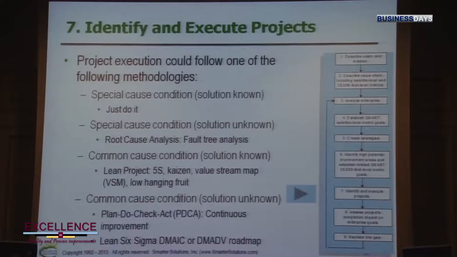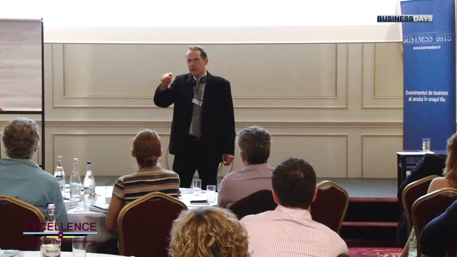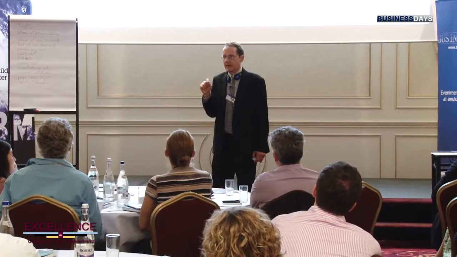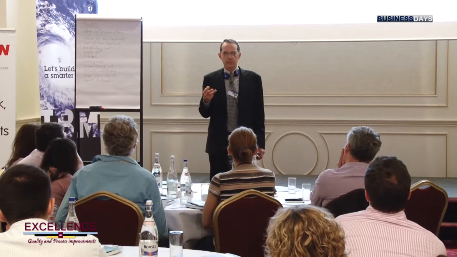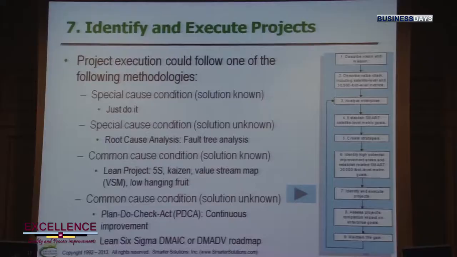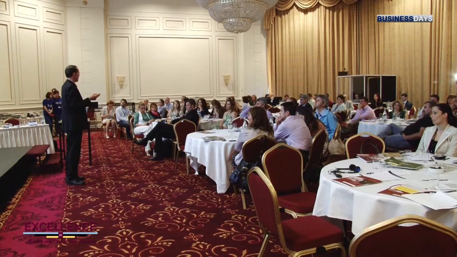So now what we want to do is identify and execute projects. Executing a project could follow one of the methodologies. First, you can have special cause conditions. Remember we were talking about tracking things here. Also we've got a blip up here. Well, we might notice that the response time, for example, on our computers went really bad on one day. Well, that was when we had an electrical storm. Okay, well, we knew the problem and what caused it, and then we knew the solution.